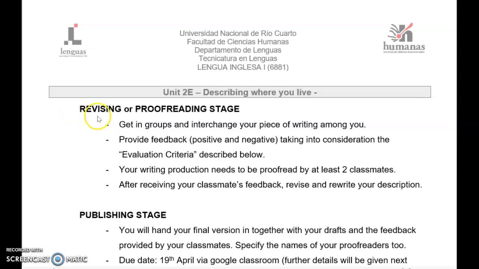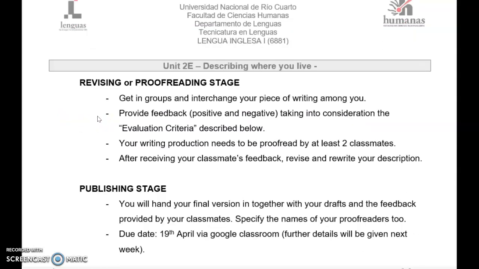Then the revising or proofreading stage. Do you remember that I told you that we will work a lot with this proofreading stage, because you are going to be your classmates' proofreaders, right? So you will have to get in groups and interchange your pieces of writing among you. Provide feedback. Always remember positive and negative feedback. If something is okay, it needs to be said that it is okay, right?